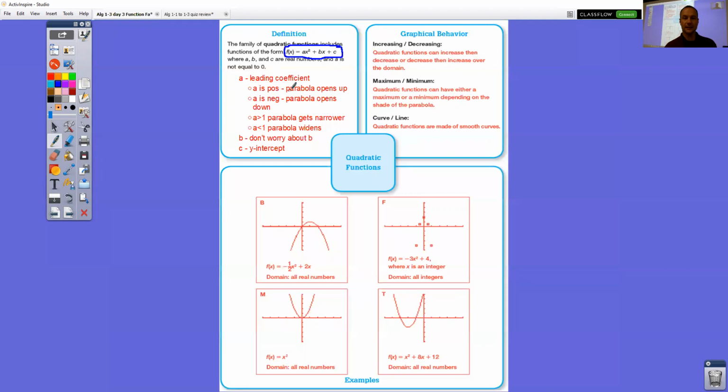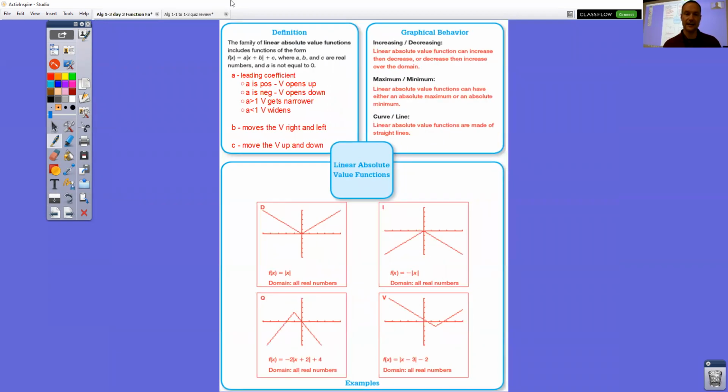If a is positive, the parabola is going to open up. These curves, this U-shaped graph, is really called a parabola. So if a is positive, the parabola is going to open up like a U shape. If a is negative, the parabola is going to open down like an upside down U. If a is greater than 1, the parabola is going to be really skinny. If a is less than 1, it's going to be wider. And your c is going to be your y-intercept. We can have discrete with this as well. You see some examples down here.